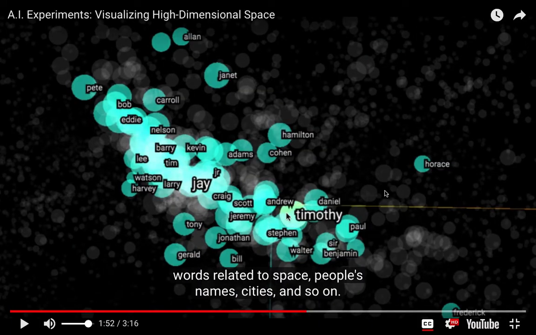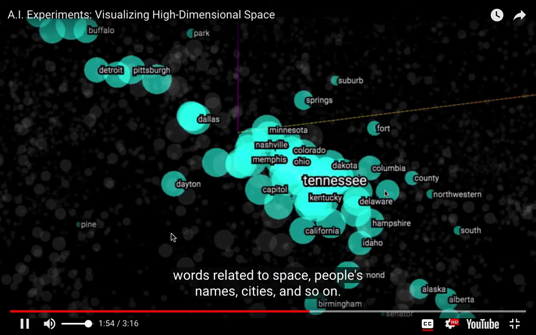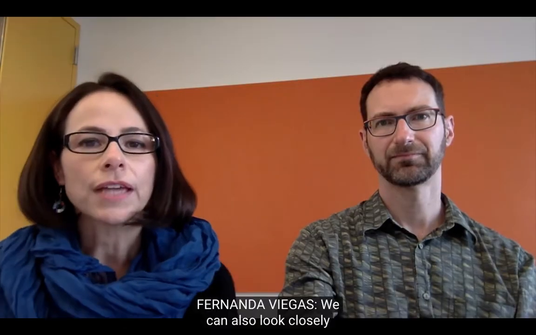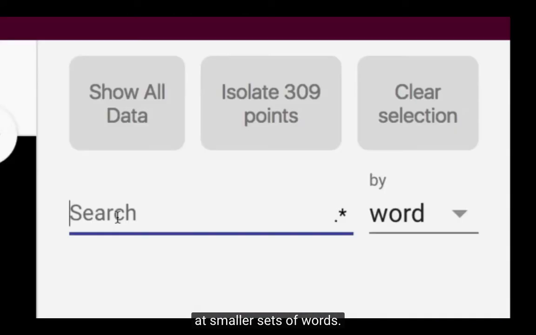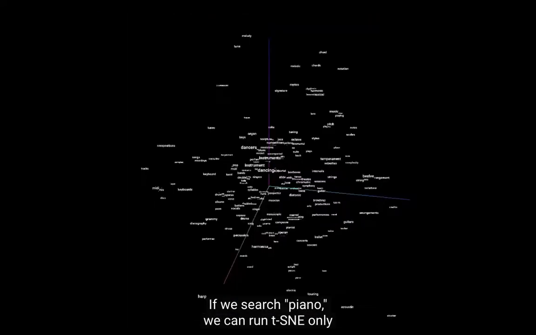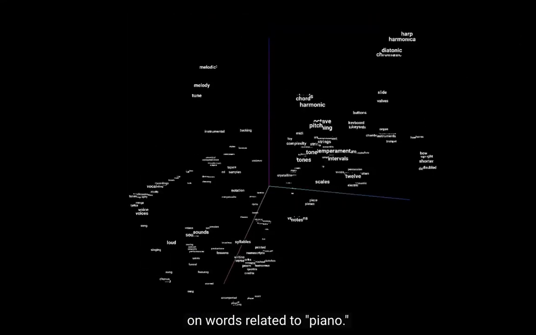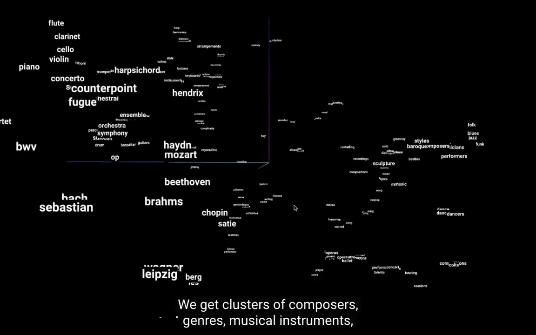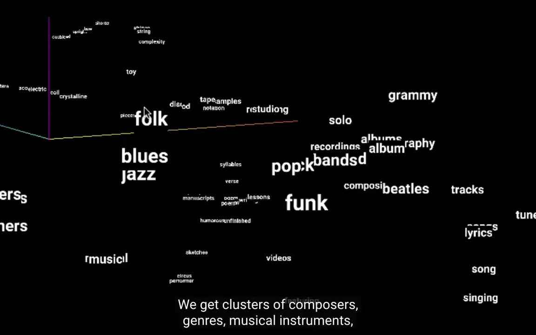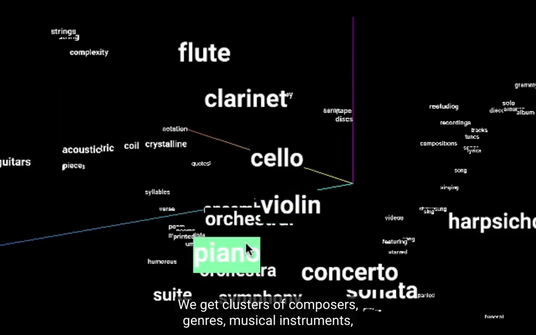As you can see, all the things are together, but there are no axes here. So again, you're losing all of that information. You get all the cities together, and so on. We can also look closely at smaller sets of words. If we search piano, we can run t-SNE only on words related to piano. We get clusters of composers, genres, musical instruments, and more.